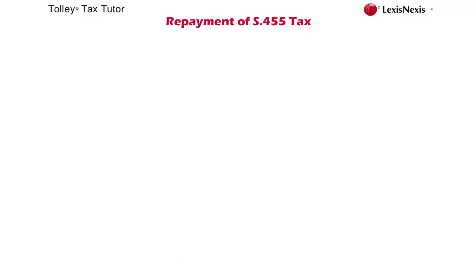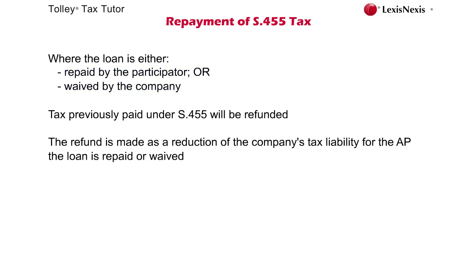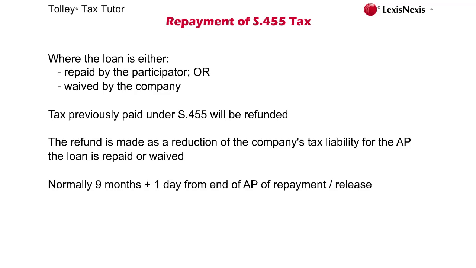Let us now look at the rules relating to the repayment of this Section 455 tax. Where the loan is either repaid by the participator or released or written off, the participator being released from any further repayments, tax previously paid under Section 455 will be refunded back to the company. The refund is made by reducing the company's tax liability for the accounting period in which the loan is repaid, released or written off. As most close companies are small, this will normally be 9 months and 1 day from the end of the accounting period in which the repayment or release of the loan is made.